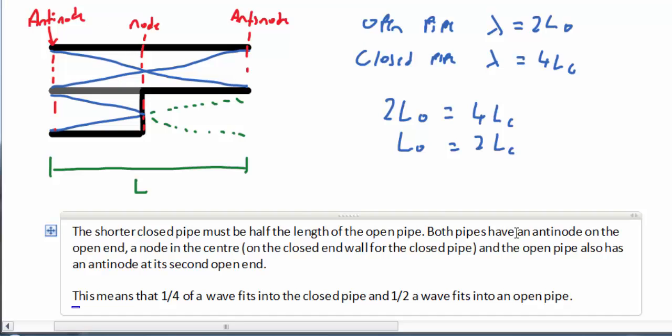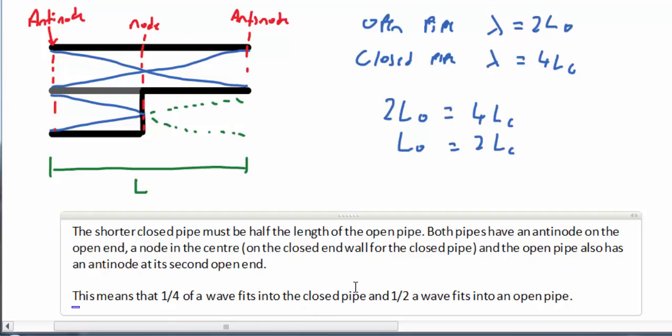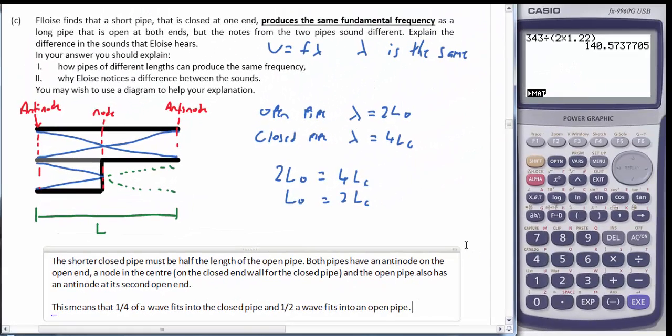Both pipes have an antinode on the open end down here, a node in the center on the closed end wall for the closed pipe, so there's the node on that one, and the open pipe also has an antinode at its second open end. What that really kind of means is that a quarter of a wave fits into the closed pipe and half a wave fits into an open pipe, and that's what they're after for (i). So that was worth a merit. We haven't even touched (ii), which is worth an excellence.